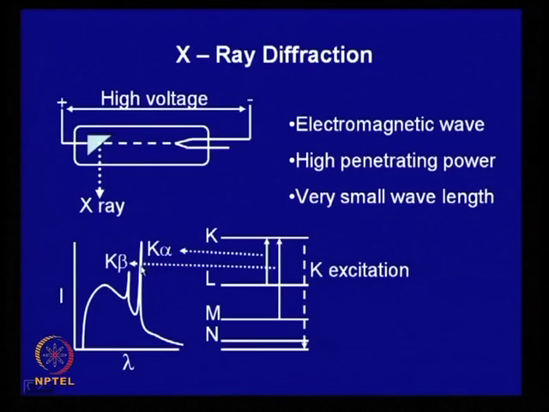Now, the wavelength of this characteristic radiation is a function of atomic number, and very often in X-ray diffraction we use some specific characteristic radiation like copper radiation. Copper K alpha has a wavelength of 1.54 angstrom. Similarly, we also use chromium K alpha or molybdenum K alpha radiation to record diffraction patterns.